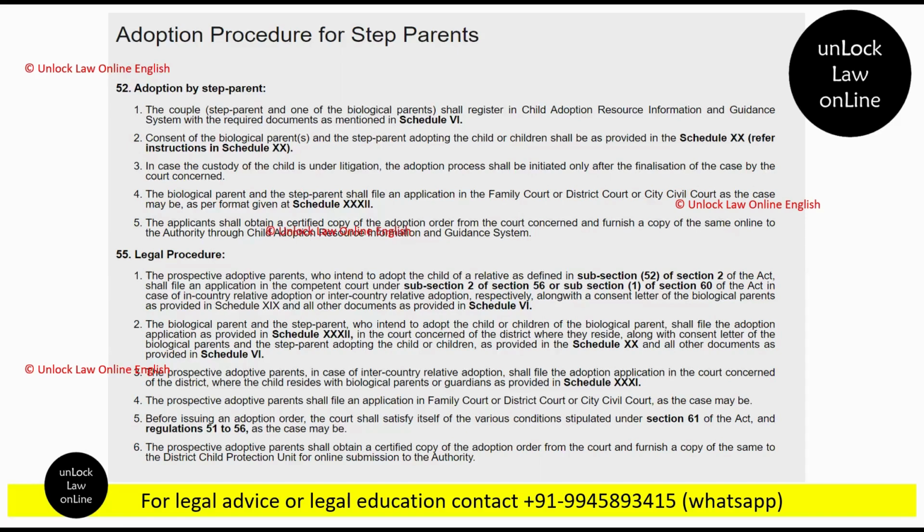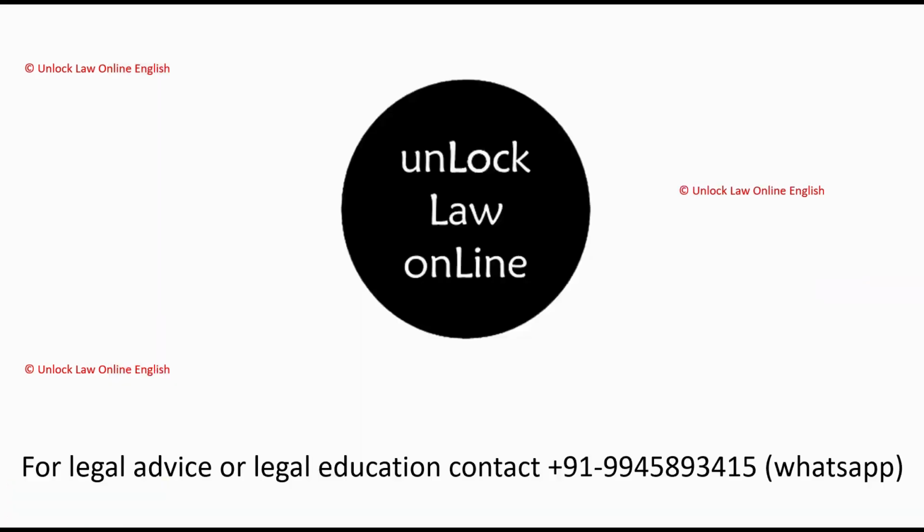Once the prospective adoptive parents obtain a certified copy of the adoption order from the court, they shall furnish a copy of the same to the district child protection unit for online submission to the authority, or you can even directly submit it to the online authorities and get yourself documented. Now, this will be followed by changing of the parent's name in all other documents like Aadhaar card or the school records. So this court order would be a valid document to do all the necessary changes. So this is all about the adoption by the step parent.